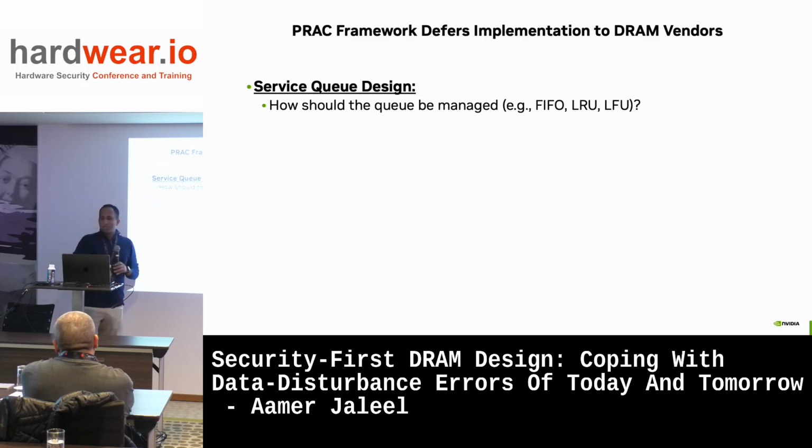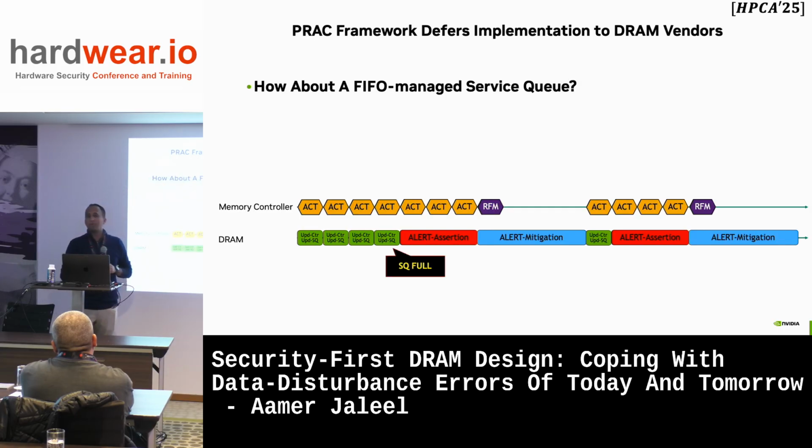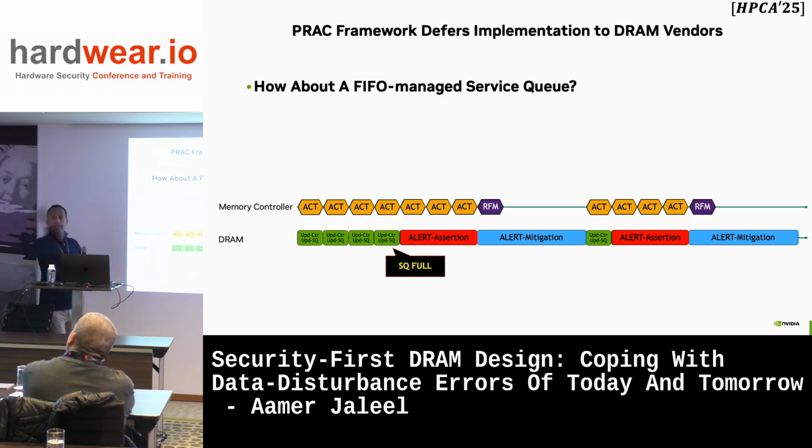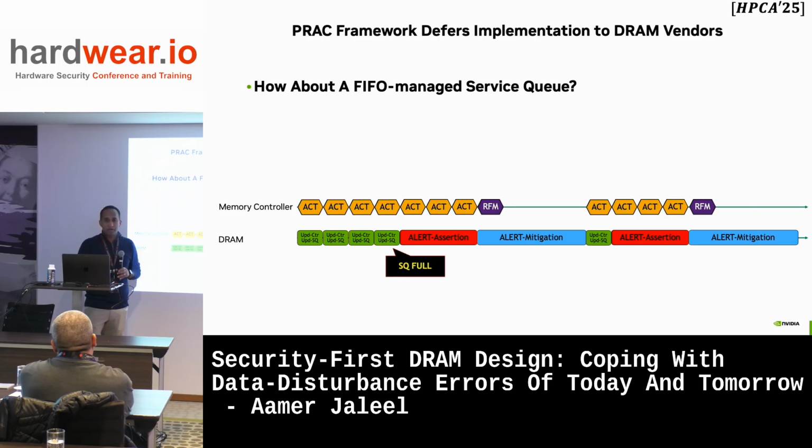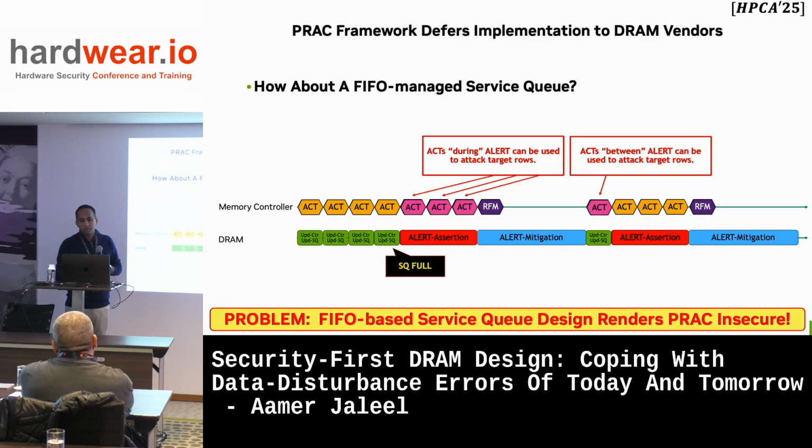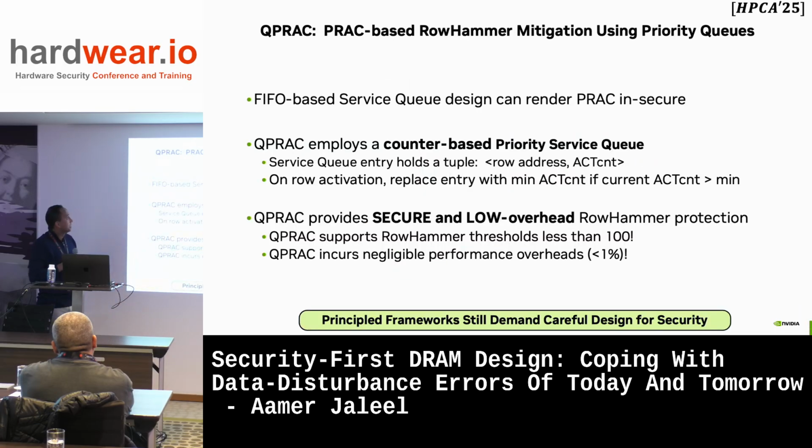So again, if DRAM vendors decide to take an ad hoc approach and say, oh, PRIDE said, let's do FIFO. All right? So what if you did a FIFO-based service queue? PRIDE said, let's not use access counters in the tracker. Let's use FIFO. So let's say we decide to use FIFO. The problem is if you use a FIFO queue and the service queue becomes full, then the activations that occur during an alert and before an alert can actually render PRAC entirely insecure. So instead, what you actually need is a counter-based priority queue, right?